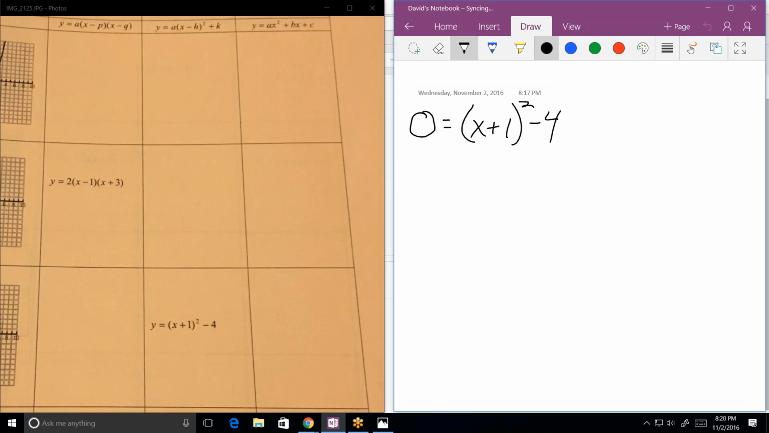So you would do 0 is equal to x plus 1 minus 4 as one of them. Hold on, you've got to solve that for x. How do you do that? 0 is equal to x plus 1 and then x plus 1. No? What's another option? Add 4 to both sides. There you go. So if 4 is equal to x plus 1 squared, now what?